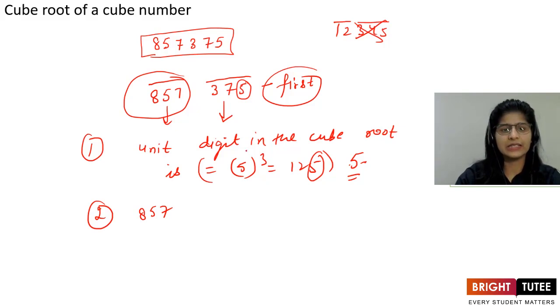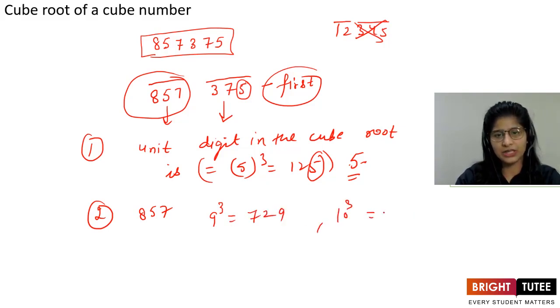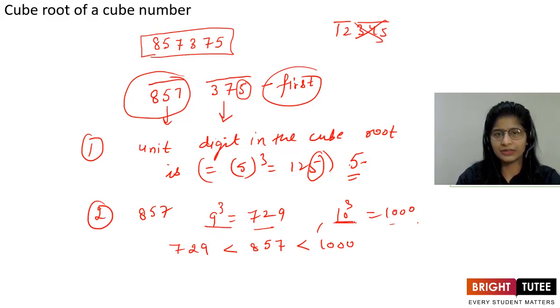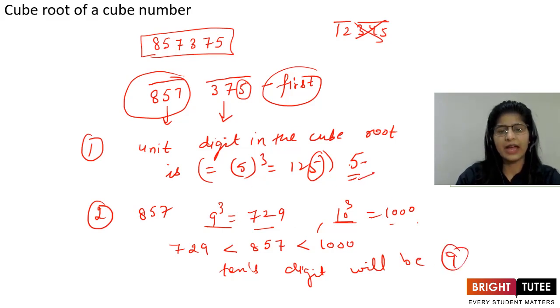So let us try it. 8 cube will be 512, 9 cube is 729 and cube of 10 is 1000. And we see that 857 lies between these two numbers. So 857 is more than 729 and less than 1000. Clear? So it lies between the cube of 9 and cube of 10. So we take the smaller number. So our tens digit will be 9. So we got ones digit as 5 and tens digit as 9.